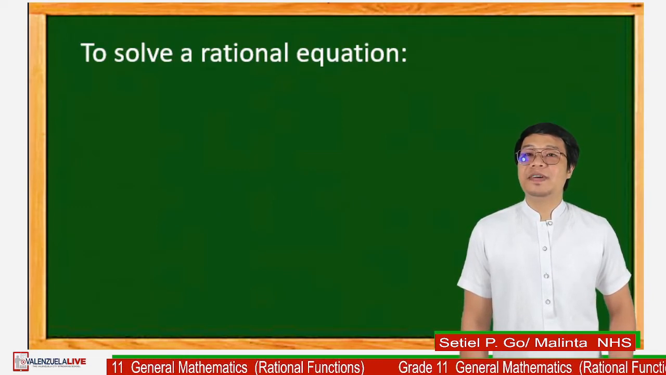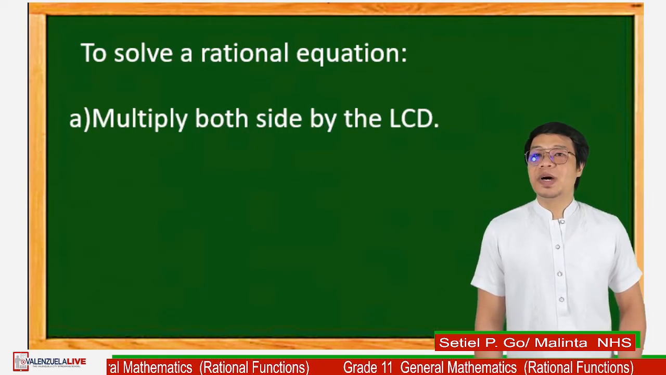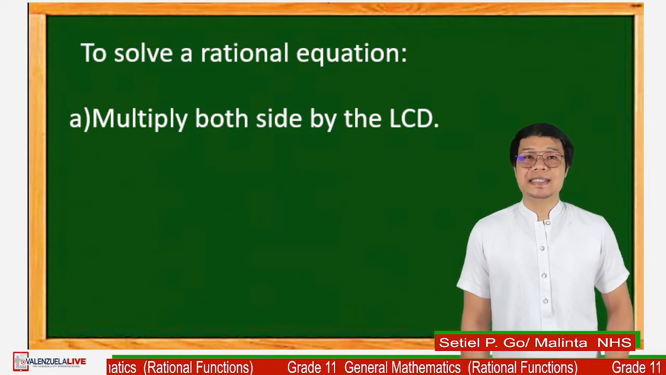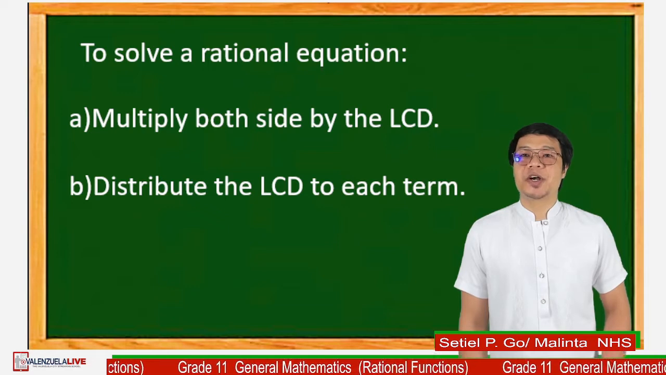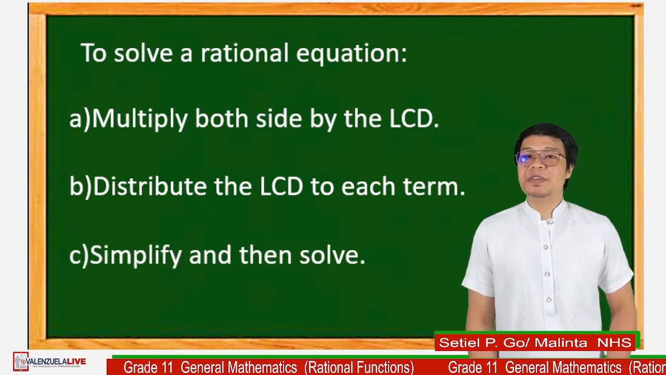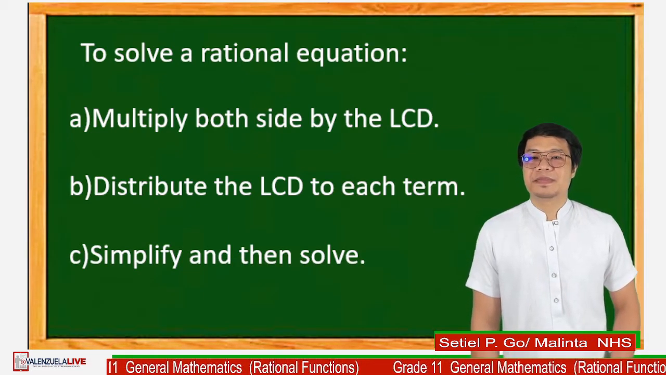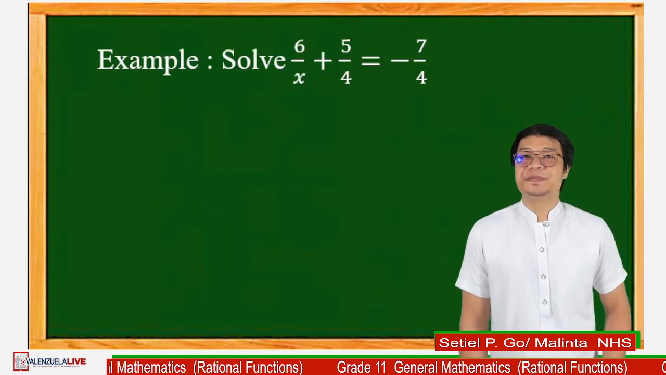We have the following steps. Number 1, multiply both sides by the LCD. Next, distribute the LCD to each term. Number 3, simplify and then solve. Let's have the first example.